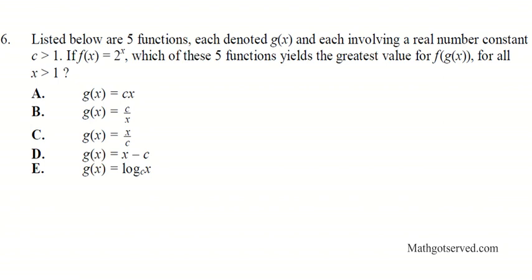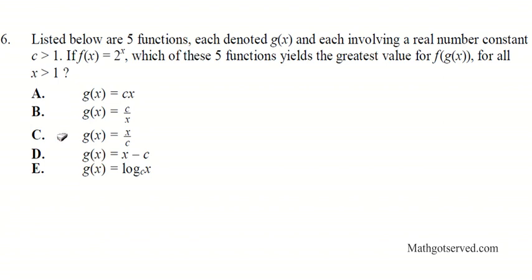It says, listed below are five functions, each denoted g of x, and each involving a real number constant c, which is greater than one. If f of x is 2 to the x, which of these five functions use the greatest value for f of g of x for all x greater than or equal to 1?